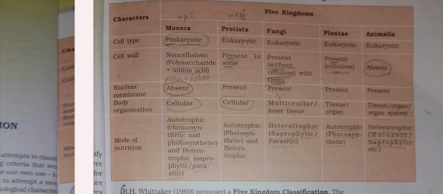Then the Protista, their mode of nutrition is autotrophic and heterotrophic. But the autotrophic is mainly photosynthetic. And fungi is heterotrophic. They are basically saprophytic and parasitic. Plantae, they all are autotrophic. They prepare their own food by means of photosynthesis. Then Animalia, they are heterotrophic. That means holozoic and saprophytic. Holozoic means they depend on other animals.